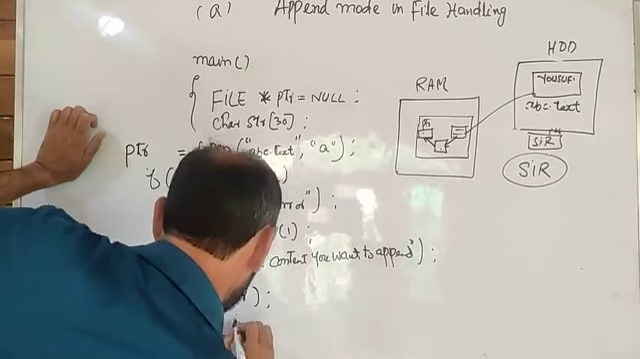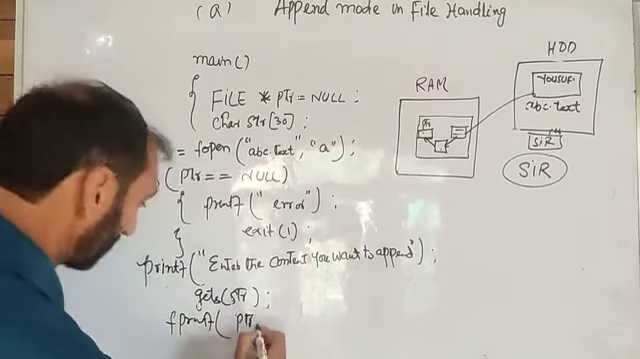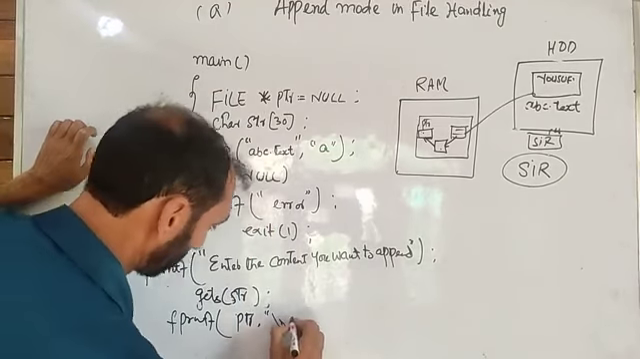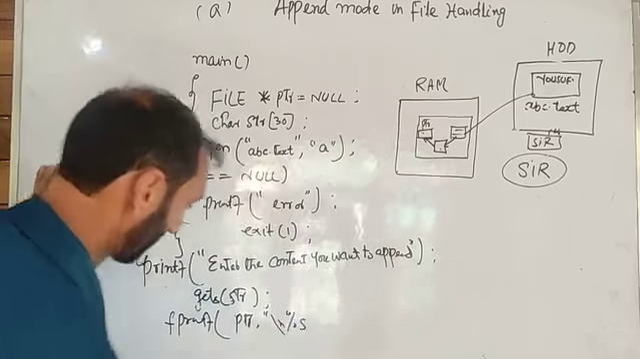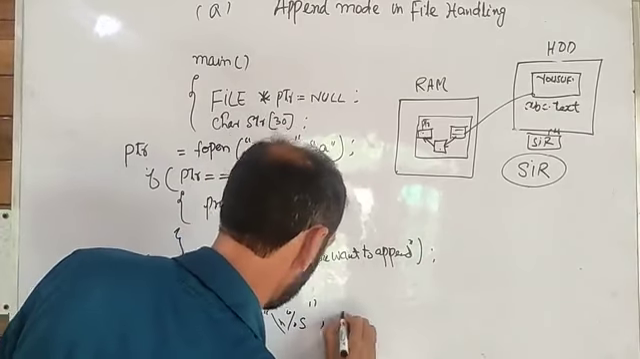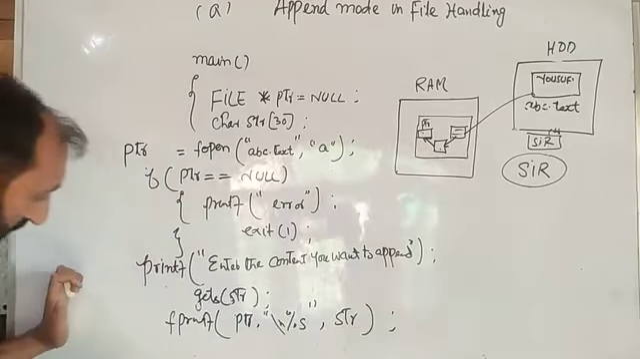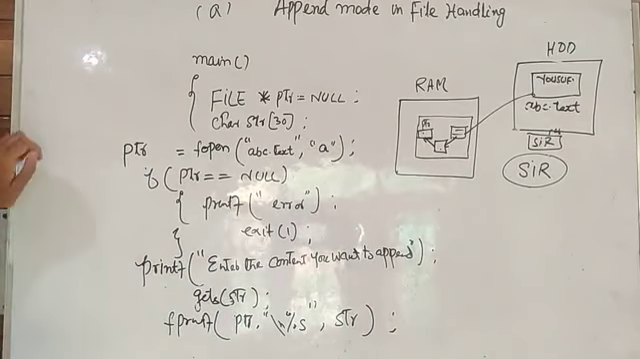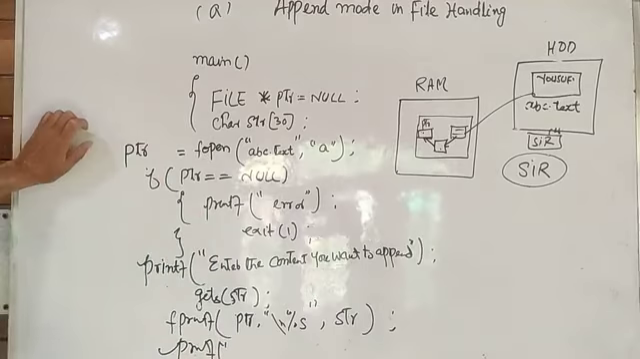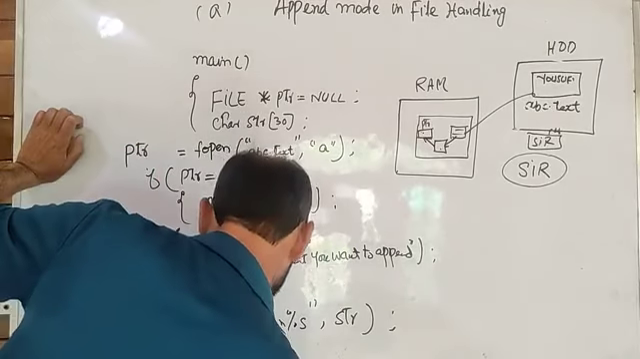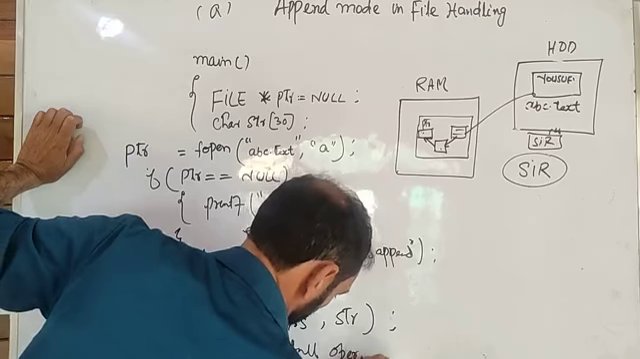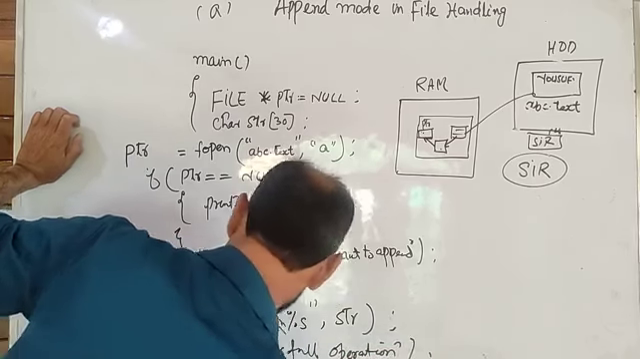So here I can use the fprintf function with the name of the pointer, then the \n, and the format specifier %s, because the format specifier of a string is %s, and then the name of the variable. And we can also print another message with printf for the successful operation. Then fclose.